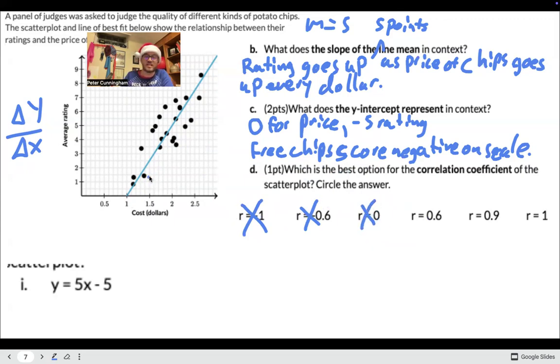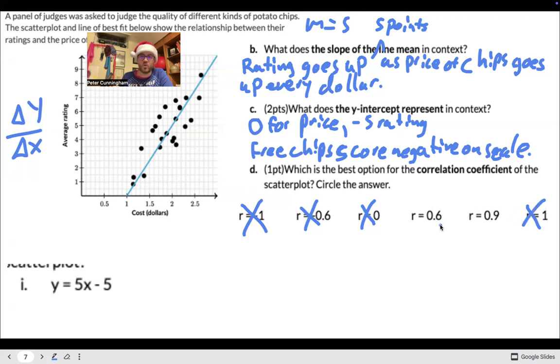Okay, is this line perfect? Because that's what a 1 would be, a rating of 1. It's a pretty predictive line, but it's not perfect. So I'm going to get rid of 1 because it's not perfect.